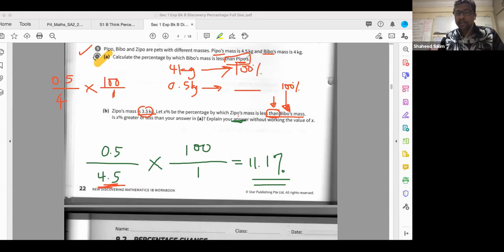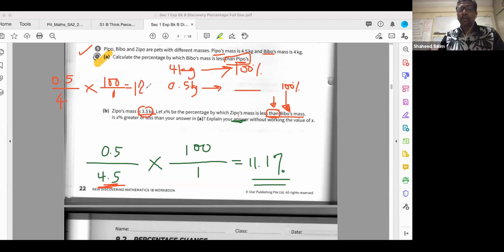Just now I used the other ratio, because the earlier question says Pipo is 100%. This question says BIBO is 100%. But you understand very clearly, yeah? So now you try, what do you get? 0.5 divided by 4 times 100. You get 12.5%. Different, huh?